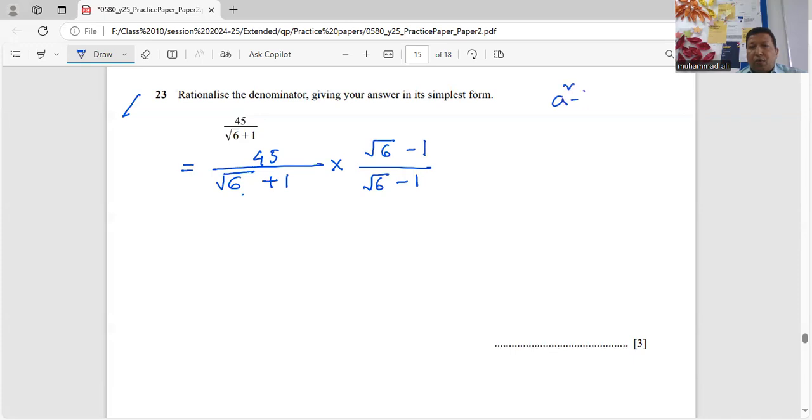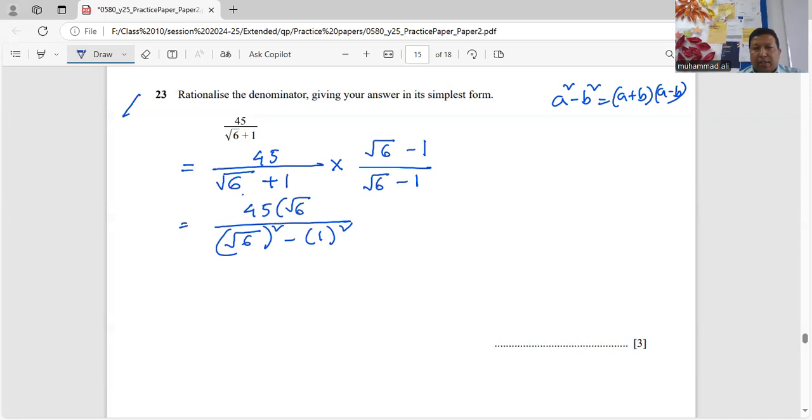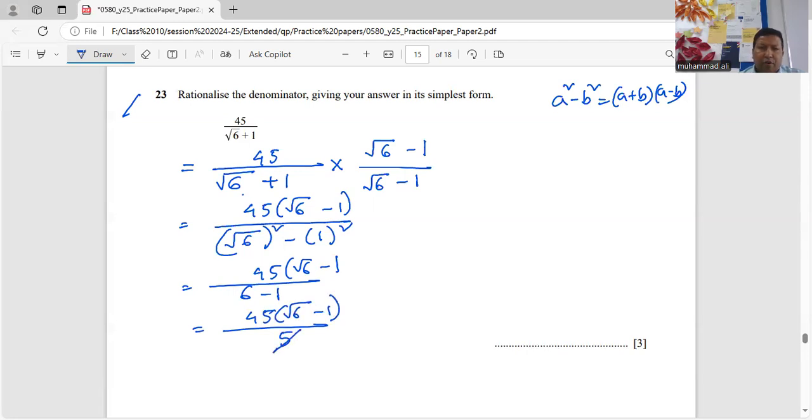We have to use the formula a squared minus b squared equals a plus b into a minus b. So it will be root 6 squared minus 1 squared, and 45 root 6 minus 1. So it will be 6 minus 1, 45 root 6 minus 1. So it will be 45 root 6 minus 1 over 5. 5 and 45 cancel, 9. So it will be 9 into root 6 minus 1. So finally, we can write 9 bracket root 6 minus 1.